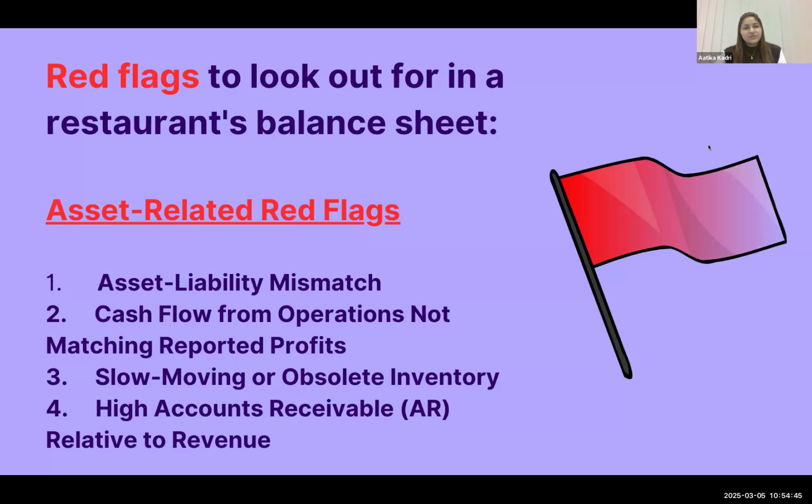Next is high accounts receivable relative to revenue. Restaurants typically operate on a cash flow or short-term credit basis, right? So a large AR balance may indicate issues with collections, excessive credit to customers, or unrecorded revenue losses. So these are all the major red flags to consider while assessing the balance sheet. Now Tushar will go over the liabilities section for you all.